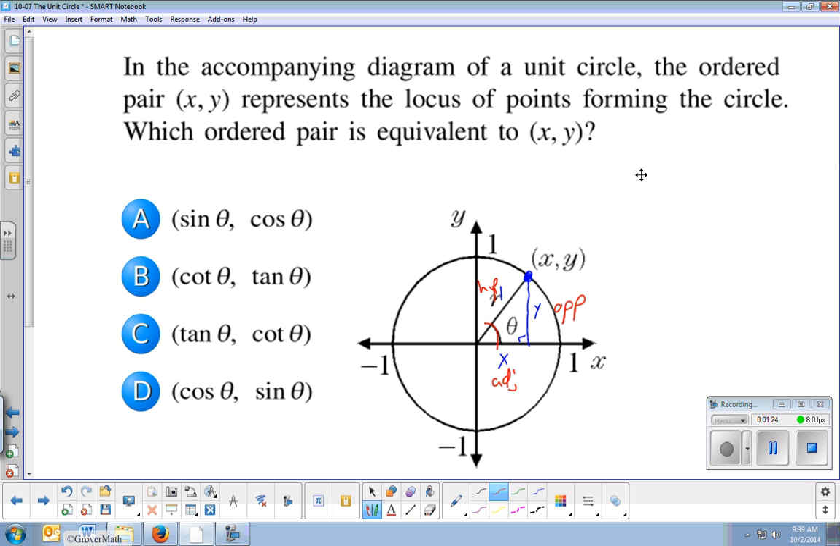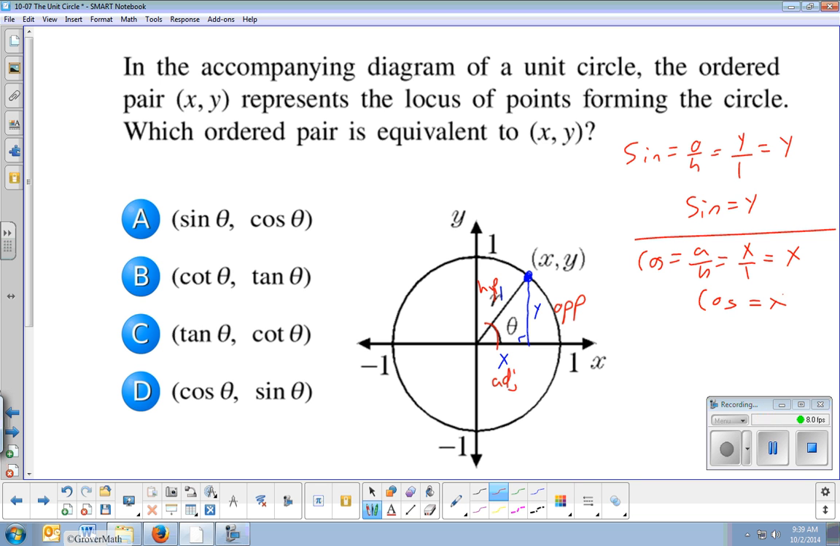So what you notice is, if you were to do sine being opposite over hypotenuse, well, that would come out to be opposite is y over hypotenuse is 1. And y over 1 is simply y. So what we come out with is that sine equals y. And on the other side, cosine being adjacent over hypotenuse, our adjacent is x over hypotenuse 1 is just x. And so you end up with cosine being x.